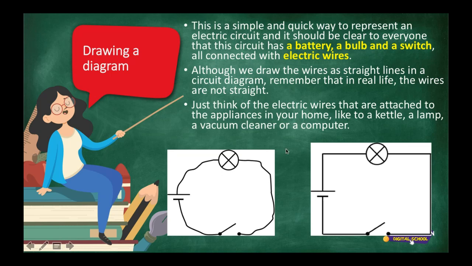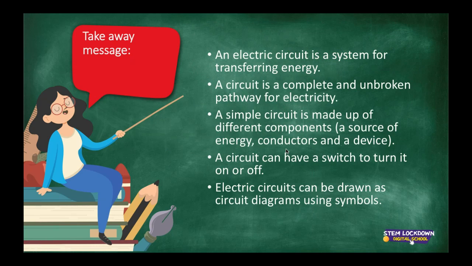All right, a takeaway message. An electric circuit is a system of transferring energy. So what you guys are going to be drawing now is an electric circuit showing how energy is actually flowing. A circuit is a complete and unbroken pathway of electricity. A simple circuit is made up of different components, a source of energy, conductors, and a wire. A circuit can have a switch to it to turn it on or off. Electric circuits can be drawn as circuit diagrams using symbols.